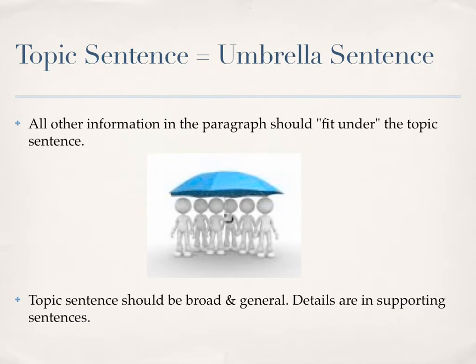The topic sentence can be considered like an umbrella sentence. All the other information in the paragraph should fit under the topic sentence, just like the people in this picture fit under their blue umbrella. That means the topic sentence should be broad, it should be general, it should be sweeping in concept. The details, which are the little people underneath here, are provided in the supporting sentences later on in the paragraph.